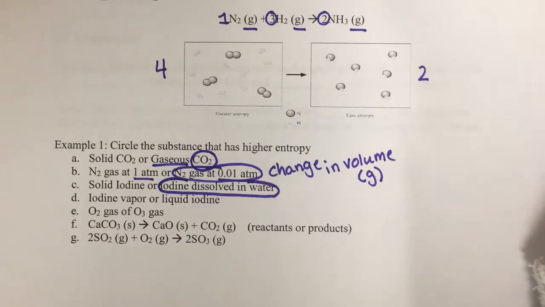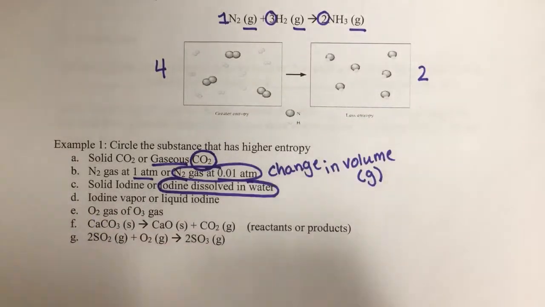Go ahead and take a second and circle the one that's going to be more random. A vapor or a liquid. Okay? Take a second. Circle O2 or O3. Which is going to be more random?